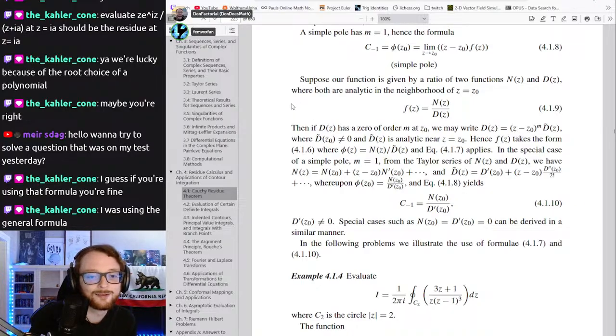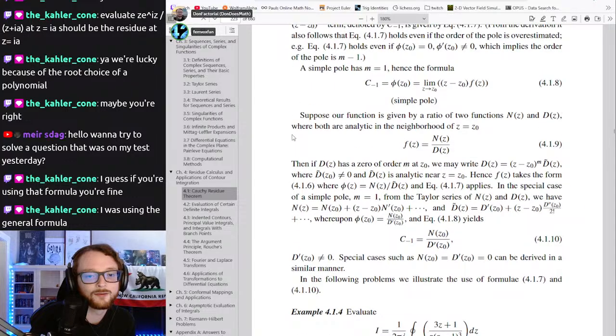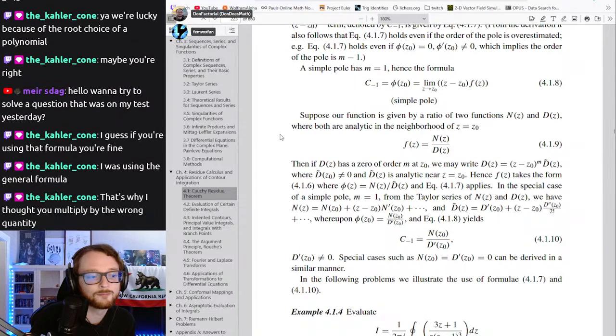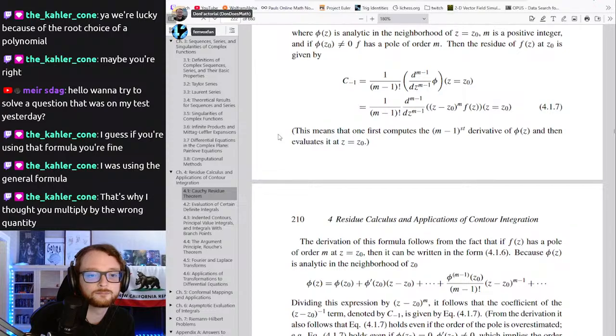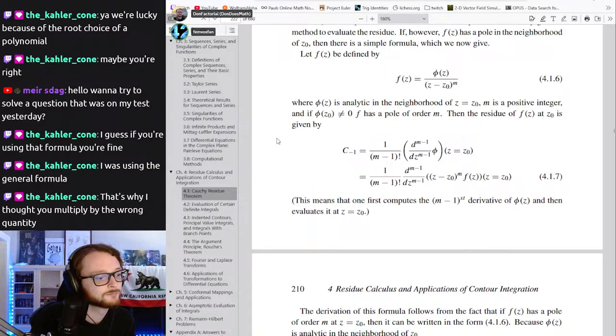Yeah, you're right. There's lots of ways to do it, huh? There's lots of little ways to do it, little shortcuts or something. Oh, 4.1.8 and 4.1.10 both said only for a simple pole, right? Okay, but 4.1.7 is for any kind of pole.